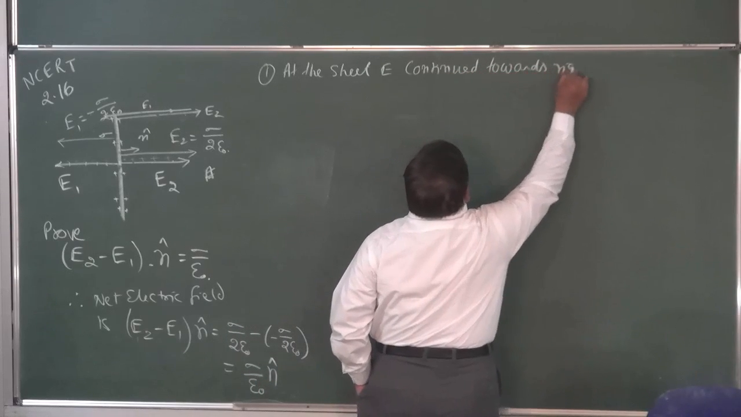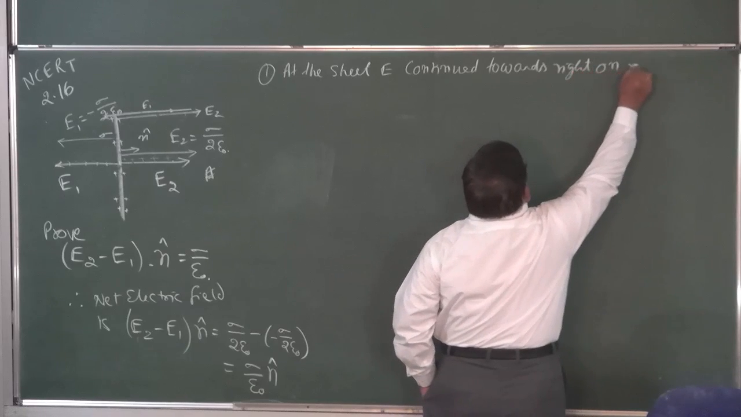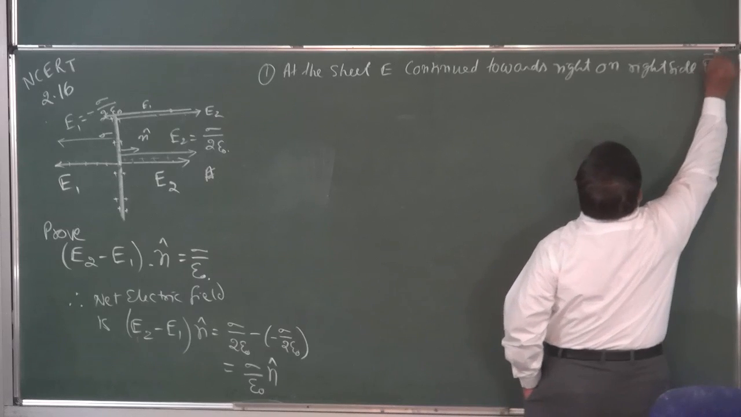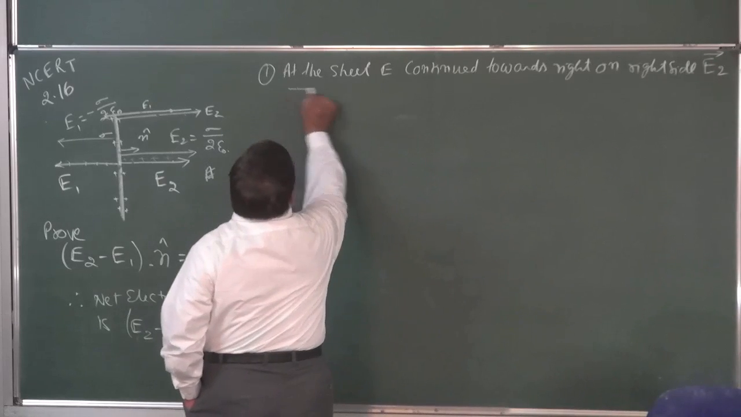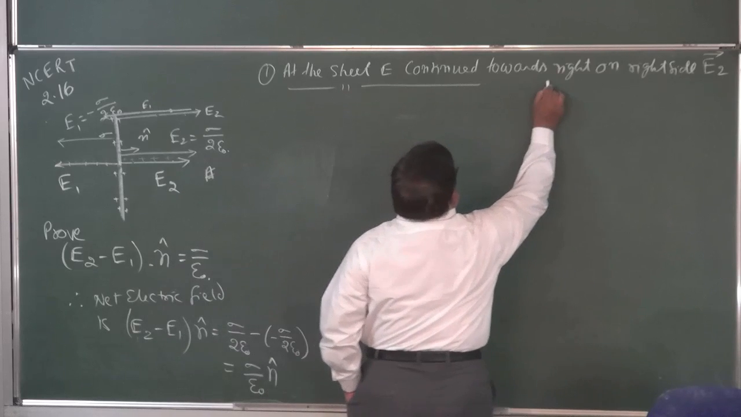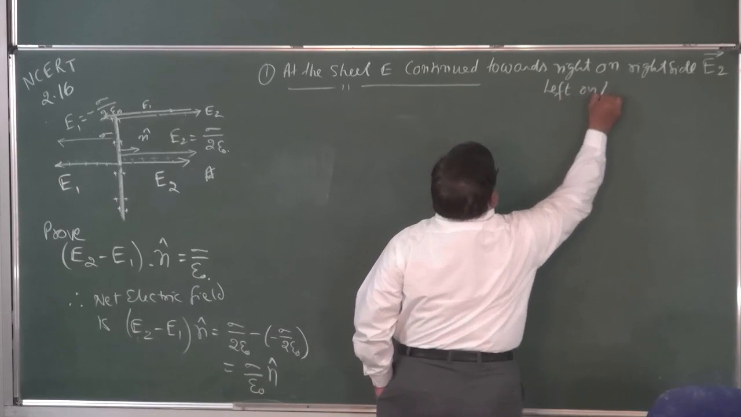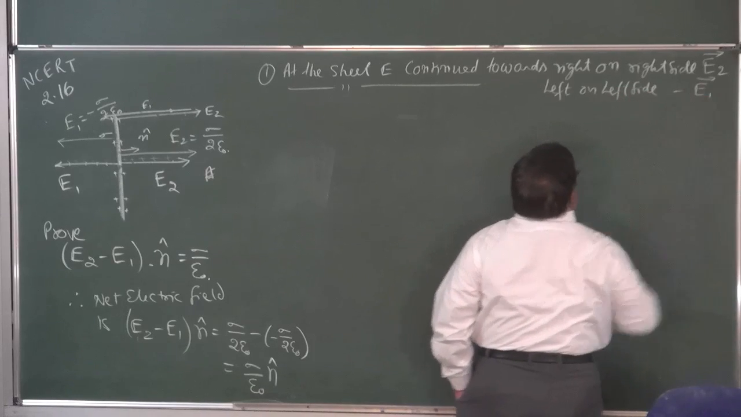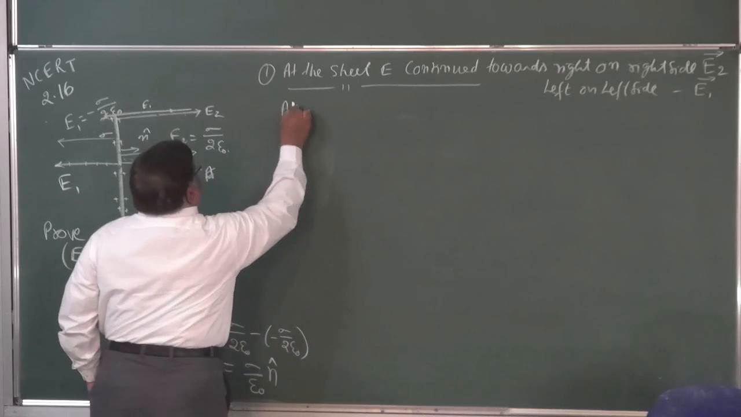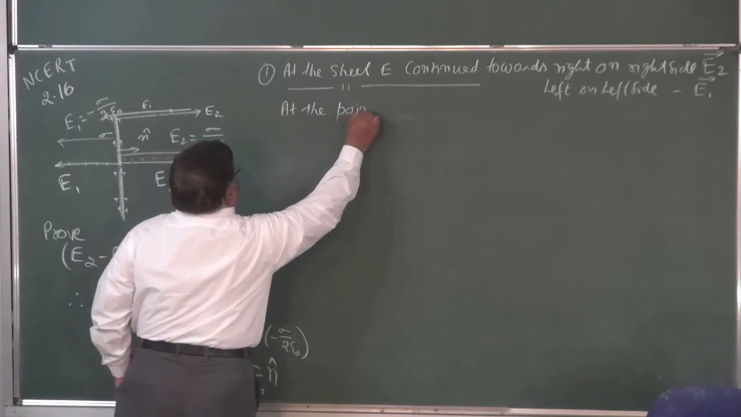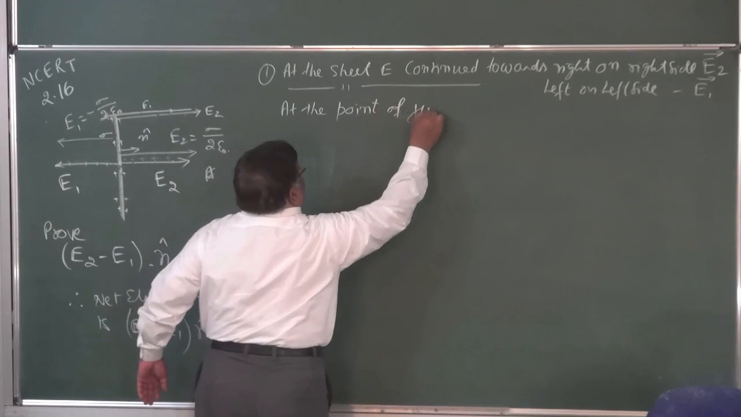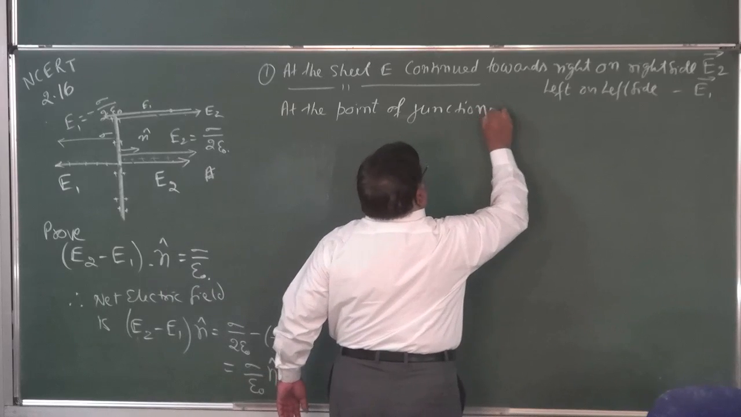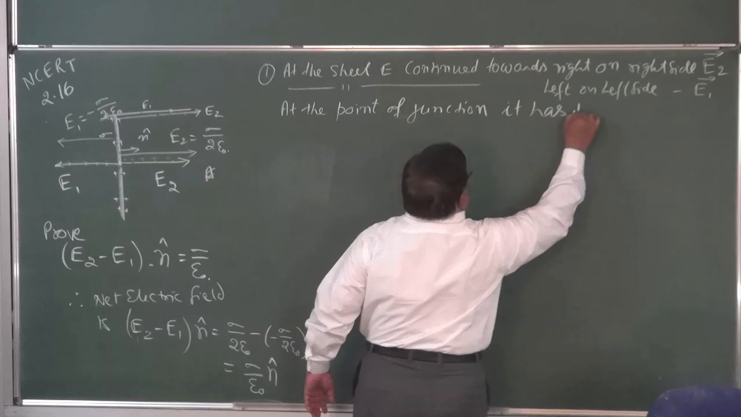Continuing towards the right side, this is E2. On the left side, E1. At the point of junction, is it possible, or it has to, one has to discontinue.